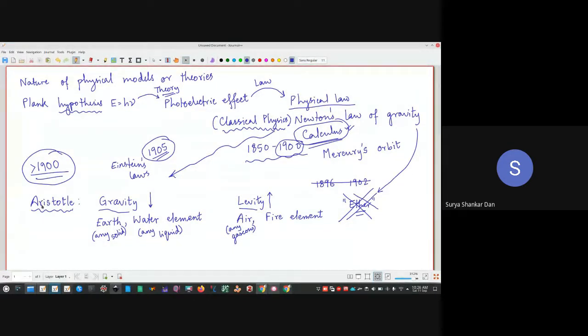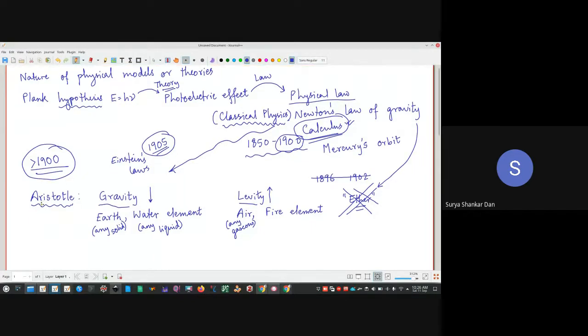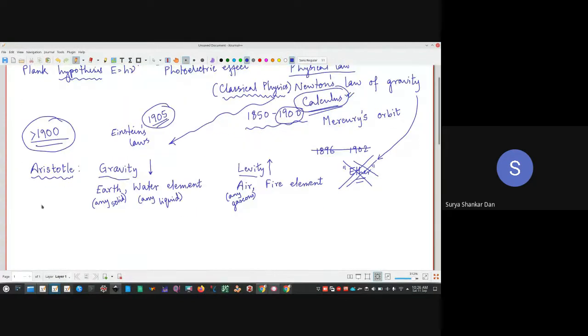There had been thousands and thousands of years of evolution of human knowledge. They were all nonsense. Only within the last 100 to 150 years, we learned something which is really worth it. By the way, remember that all the physics which we had before 1900 was practically only gravity. People knew only one aspect, that is gravity and levity.